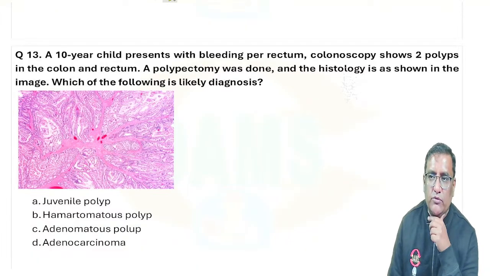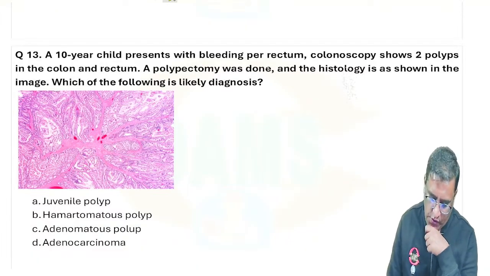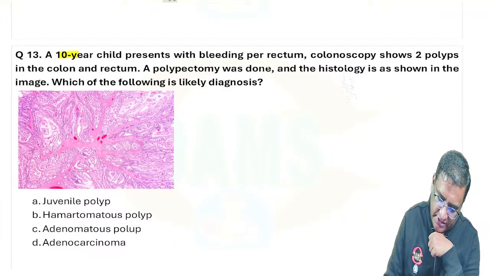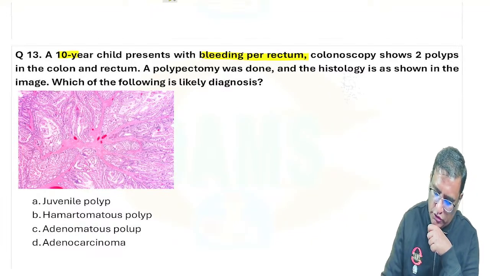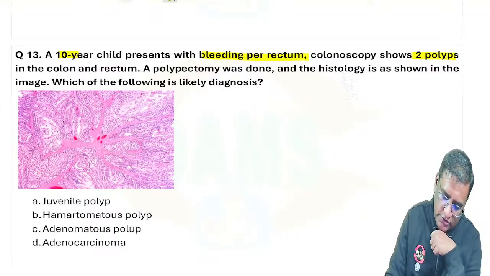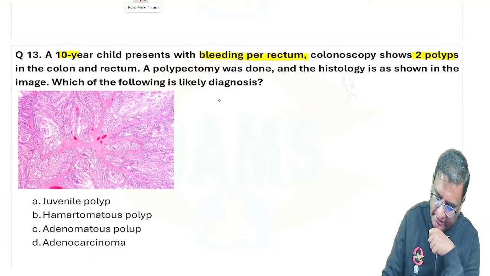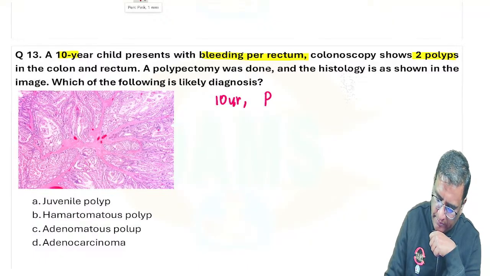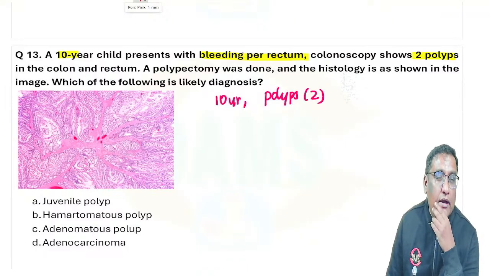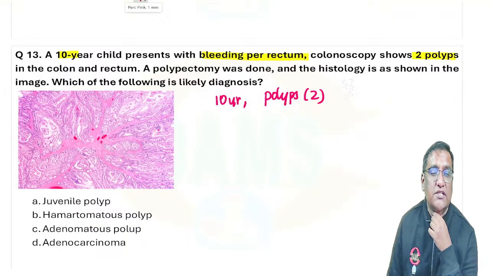Let us look at this question now. A 10-year-old child presents with bleeding per rectum. Colonoscopy shows 2 polyps. So patient is 10 years old and there are 2 polyps in the colon and rectum. A polypectomy was done and the histology is as shown in the image.